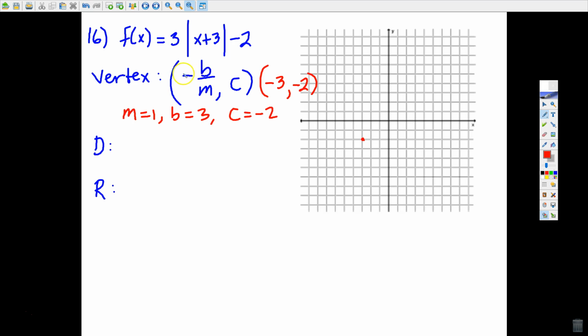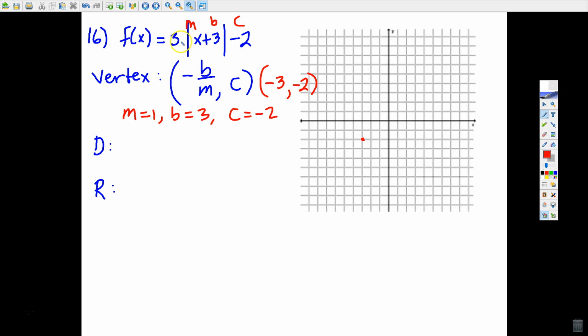If you plugged in, the formula already has a minus in it, or a negative. And B is 3 and M is 1. It's this one. M is in front of X, B is inside the walls, added or subtracted, and C is out here. All right, so this is our starting point.